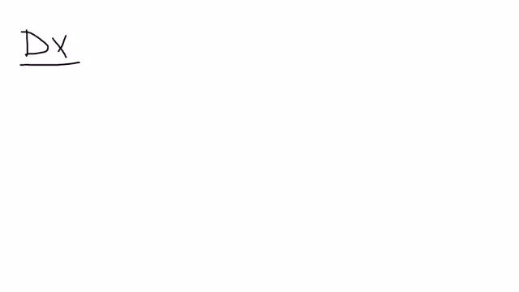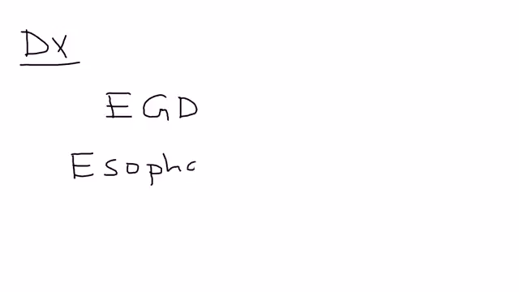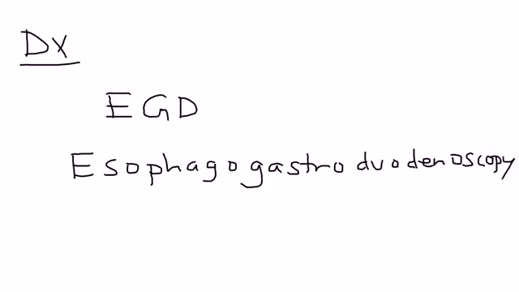So how do you diagnose this? Well, by far, the main way to do it is an EGD, esophagogastroduodenoscopy. Big long word. Essentially it means, for those of you who don't know, it's a tube that you put down the esophagus that has a camera, and it takes a look at what's going on inside.